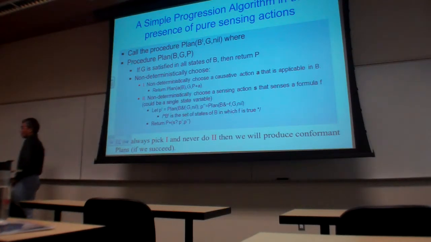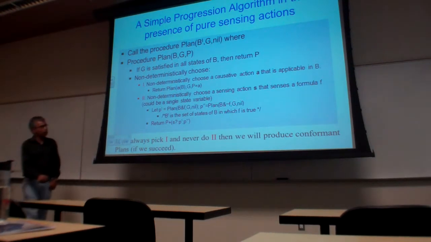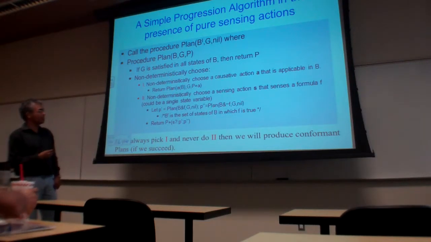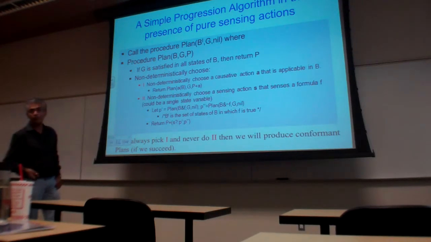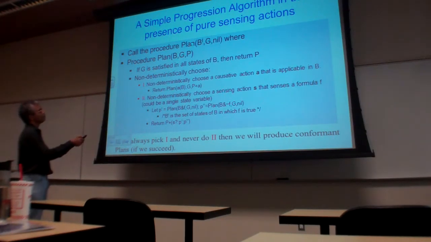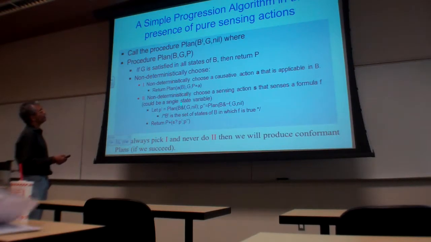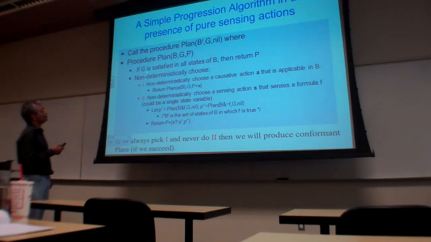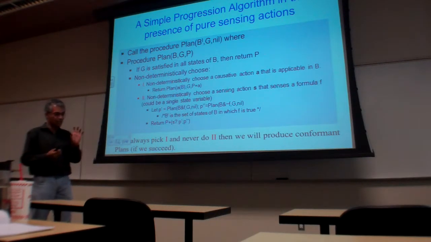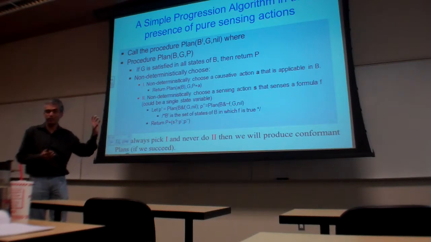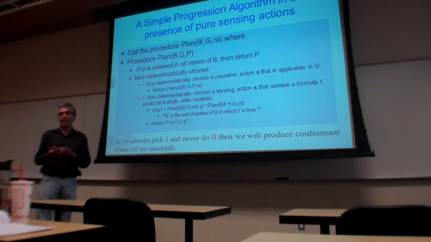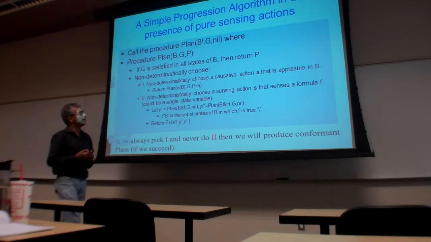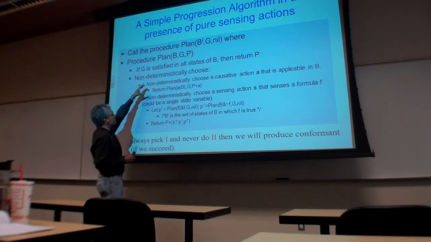Okay, so it's kind of useful to think of a progression planner in the space of belief states, essentially as the following simple procedure. You've been given some goal, and you have a current plan and a current belief state. Now, if the goal is satisfied in the current belief state, because you are going progression, then you're done, you just return the plan.